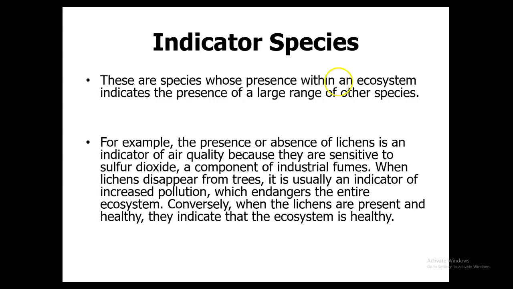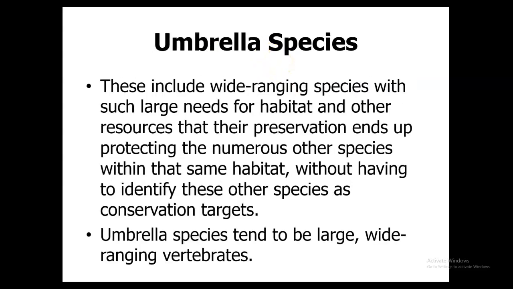So with this one, it has a sensitivity to sulfur dioxide, so if there's sulfur dioxide present, then you will not find lichens around. Then you have what's known as an umbrella species. That's a wide range of species with large needs for habitat and other resources. Its preservation protects numbers of other species within the same habitat and can include large, wide-ranging vertebrates.